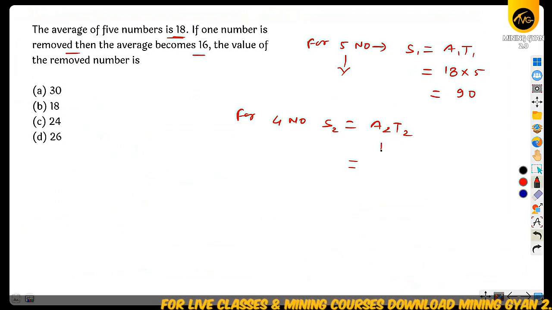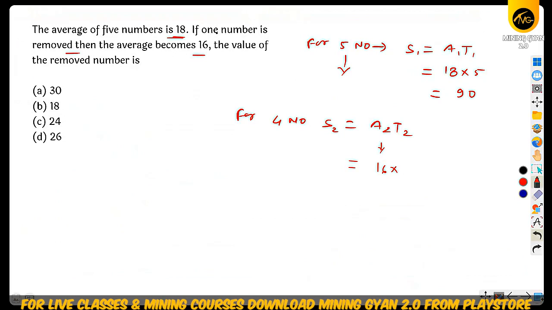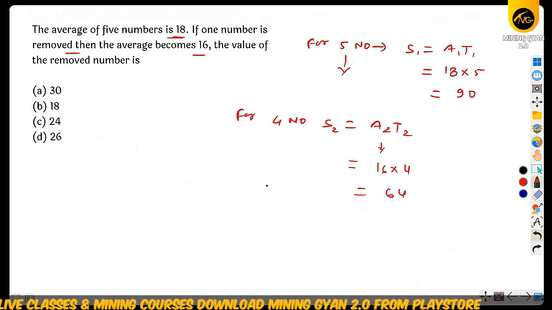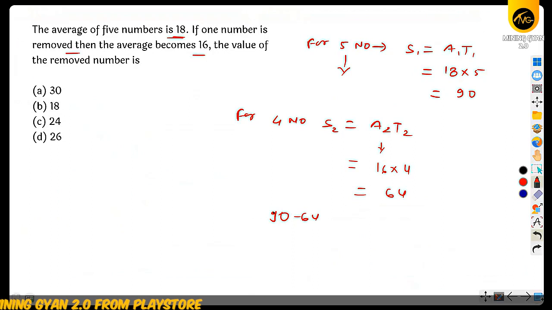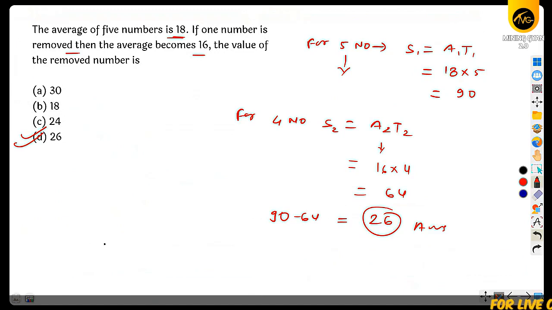Now the average is 16, so 16 into the total number of elements. In this case, we have 4 numbers, that means T2 is equal to 4. Just multiply 16 into 4, which is 64. Right, so S1 is 90 and S2 is 64. Just subtract, 90 minus 64, and we will get the answer, that is 26. Now option D is the correct answer. Okay, 26 is the correct answer.